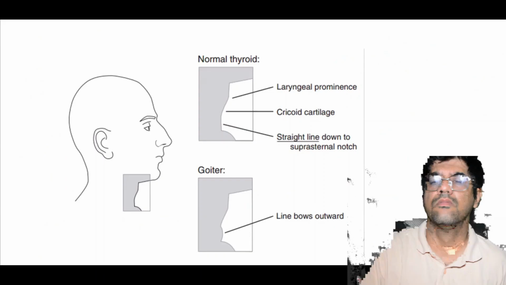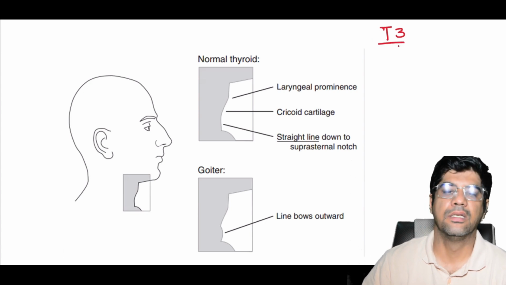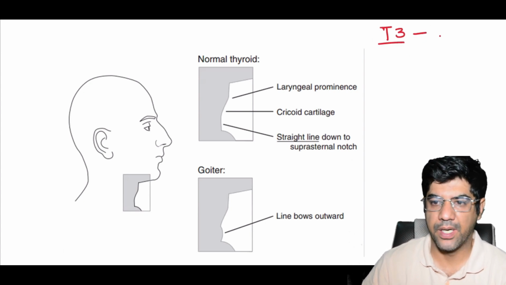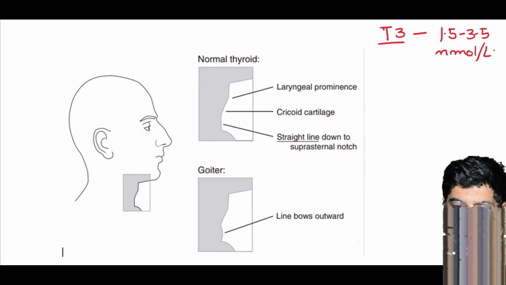Now let us discuss the thyroid function tests. The first is the serum T3. Well, the normal serum T3 level is 1.5 to 3.5 nanomole per liter. Now remember, which one is more potent, T3 or T4? Remember, T3 is more potent than T4 and has a shorter life. Majority of T3, remember, is produced by conversion of T4 in various tissues.